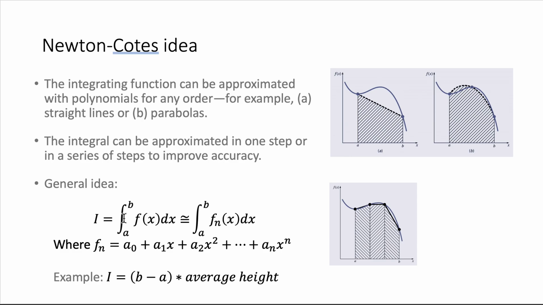So the general idea is, instead of estimating the integral exactly from the exact function, we substitute this function f by something we call f subscript n. In this case it would be a polynomial, and we substitute this polynomial in the integral, and we know how to integrate a polynomial, right? So in the example here, if we do this line, the integral would essentially be the average height. So that's the gist of the idea.